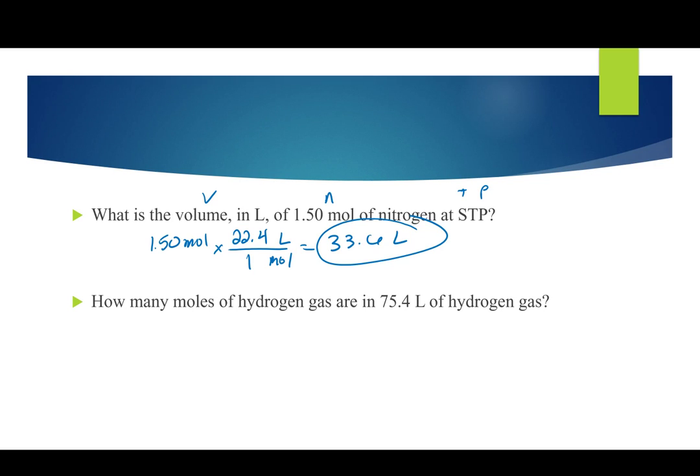This next question, because it doesn't specify that it's at STP, I'm going to skip it, because if it's not at STP, you actually can't do it.